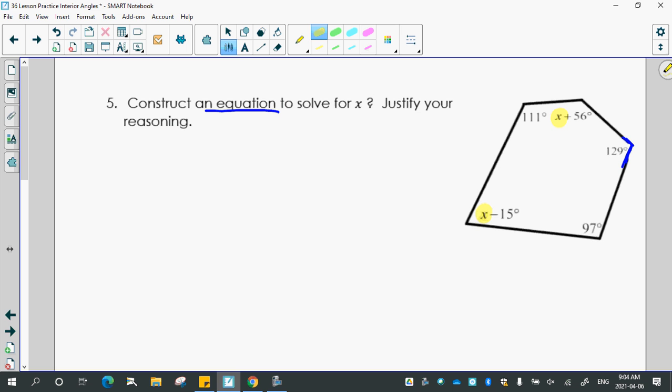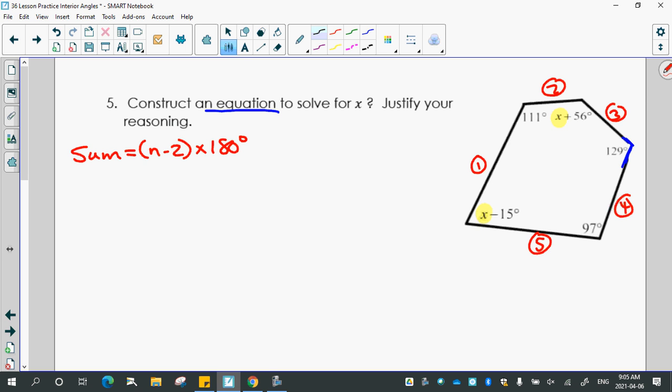Maybe what would you do first, Asha? You could find the sum of all the interior angles. Okay, so we could find the sum of all the interior angles, so I would count the sides then, right? There's 1, 2, 3, 4, 5 sides. Does everyone agree?